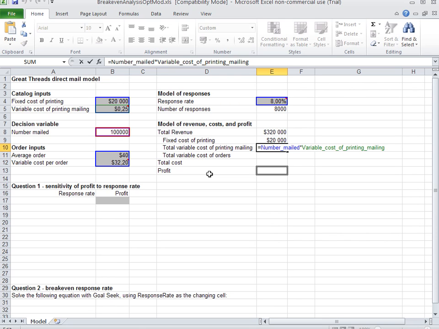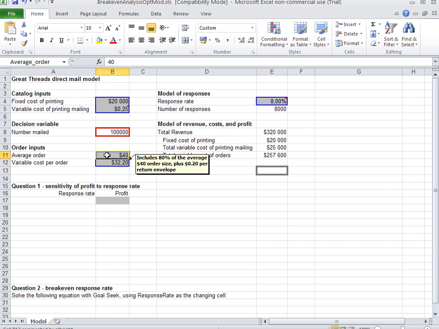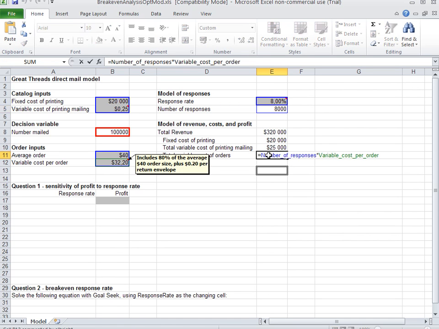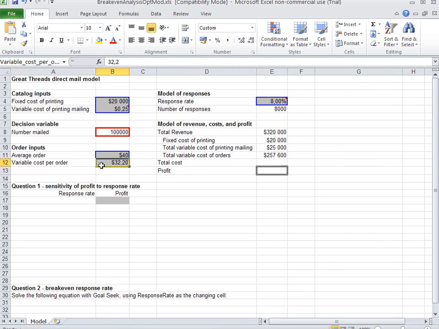There's another third part to the cost, which equals the number we sold, which is number of responses to our catalog, times $32.2, which is how much our product really costs for us. So once again, we sold $40 worth of products, but it cost us 32.2. So all these 8,000 orders actually incur a $32.2 cost of that product, the merchandise we're really selling to them.